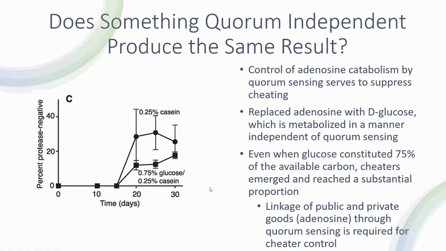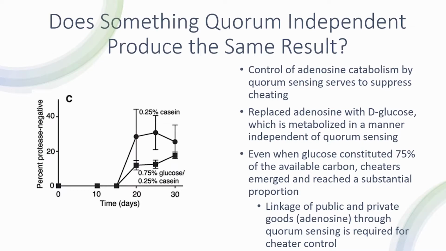So even when the glucose constituted at least 75% of the available carbon, as we see here, cheaters still emerged and reached a fairly substantial portion. So we see here at the end, they're at roughly the same amount. And this kind of tells us that even if there is something quorum independent, we still see cheaters emerge. So we know that this has to be related to something quorum dependent for the suppression of cheating.